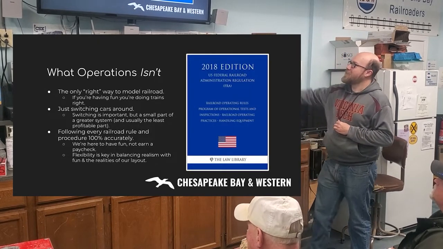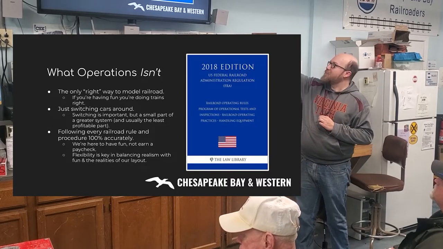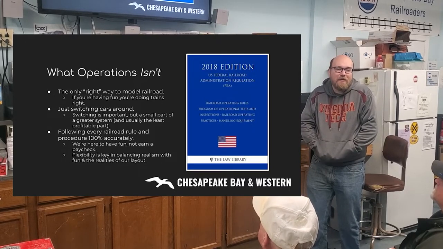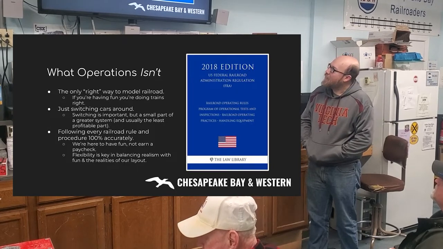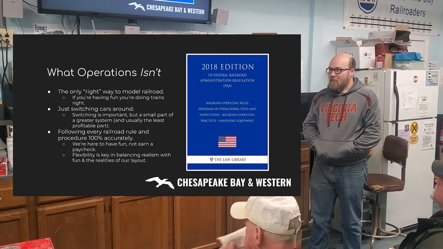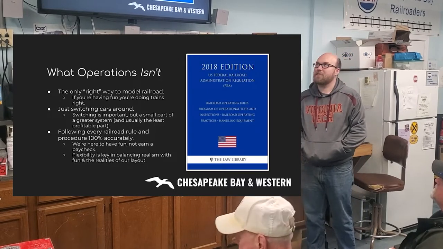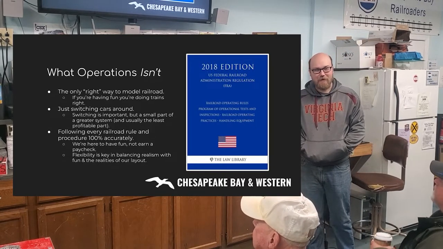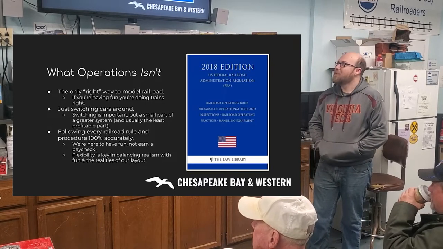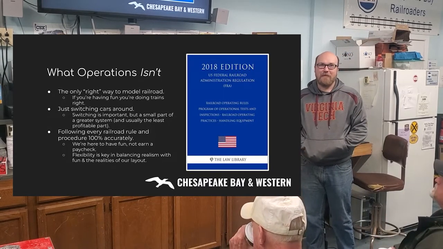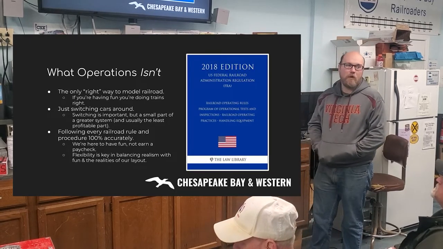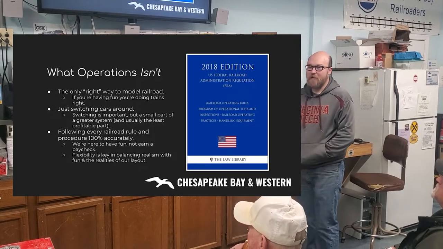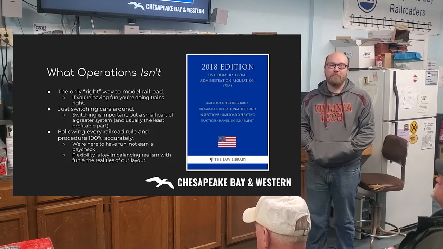What isn't operations? It's not reading this rule book and knowing it verbatim. It's not the only right way to model a railroad. If you enjoy rail fanning, just setting your trains up on the line and watching them run by, that's just fine. It's not just moving cars around. You can run mainline trains with operations. And in fact, switching is one of the things that the railroad likes doing least because it makes the least amount of money. They want to move as many cars on as few trains as possible. But it is obviously important for the end of the line movement of the cars, but it's just one part of it. And it's not following every railroad rule and procedure to 100% accuracy, because at that point, you're not playing with trains anymore, you're doing a job.